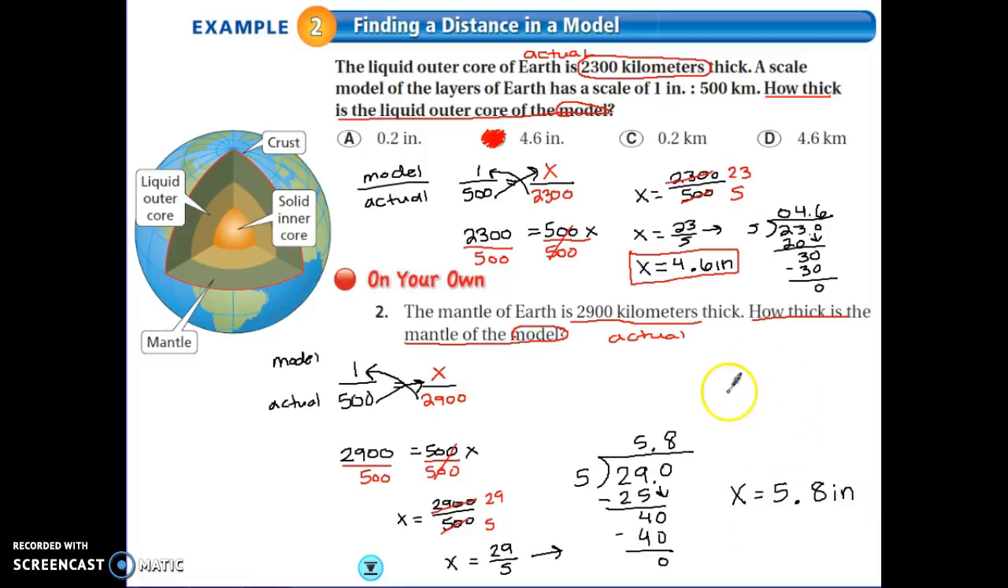Or the model has a thickness of 5.8 inches. And this would be your final answer for On Your Own number 2.